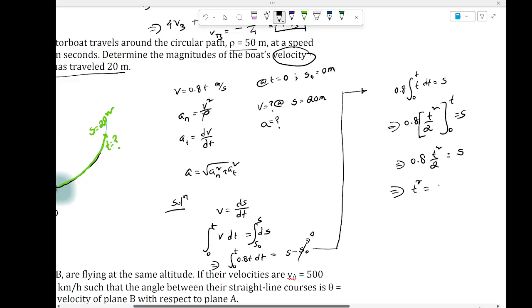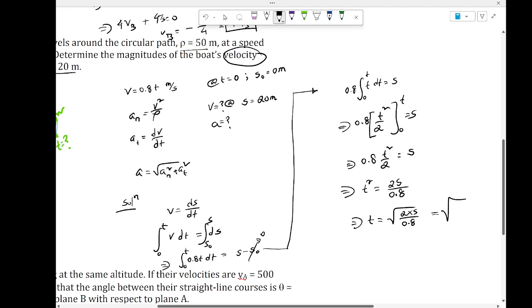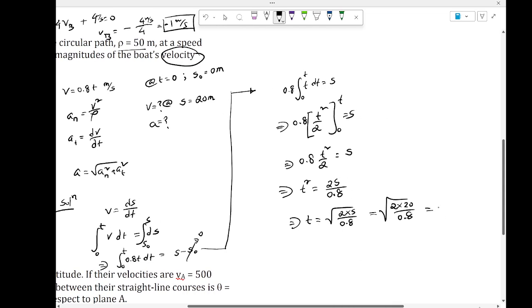So, okay, I have this s, so 2s divided by 0.8, right? So the t should be equal to the square root of 2 multiplied by s over 0.8, right? So 2 multiplied by 20 divided by 0.8. And the t value, if you do the math, you're going to come up with 7.071 seconds, right? Is that the value?